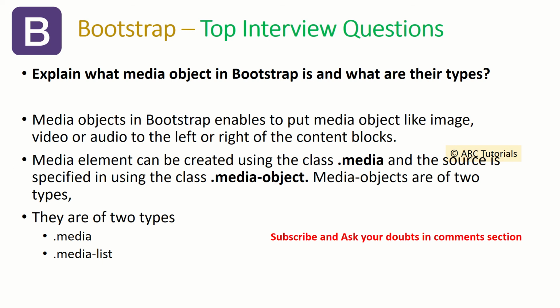The next question, an important one, explain what media object in Bootstrap is and what are their types. So media objects in Bootstrap enable us to put media like image, video, audio to the left or right of the content blocks or align them better. Now a media element can be created using the class .media. The source is specified using the class .media-object. Media objects are of two types. We have two utilities. One is .media and the other is .media-list. We can use either of them to display the media assets.